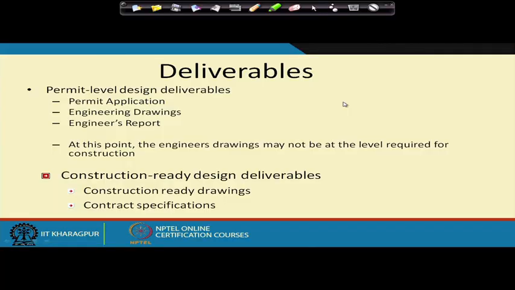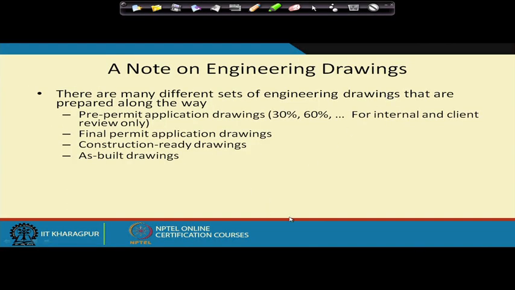It can be applied to water, wastewater, air, solid waste, and other fields as well. In terms of engineering drawings, there are many sets of engineering drawings made. There are pre-construction, pre-permit application drawings for internal and client reference. You make some drawings which are mostly internal between the different offices, because you will have mechanical, civil, instrumentation, chemical, and electrical engineers. All these different people will be working on it.